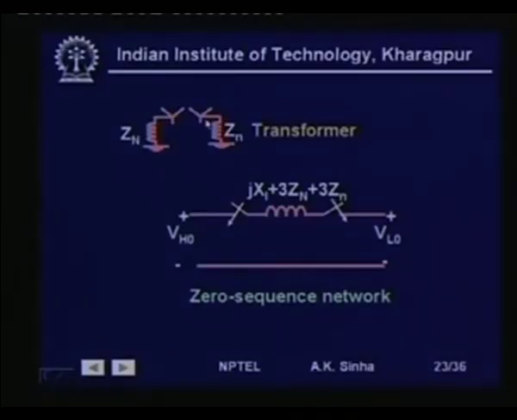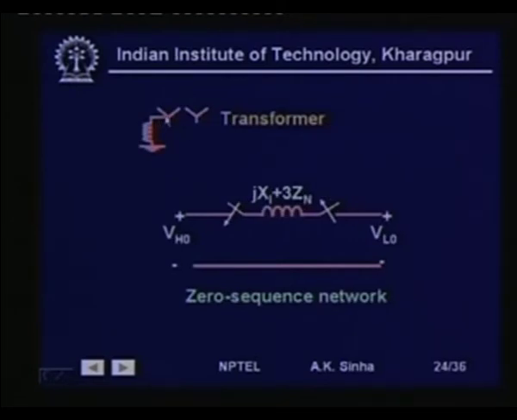Now let us take the transformer with star grounded. This is the impedance of the transformer that will come into the picture, JXL plus 3Zn. Zn is the grounding impedance on the high voltage side, and small zn is the impedance on the low voltage side. So this is the total impedance, and both these sides will be connected because zero sequence current can flow on both sides, as we have the return path available.